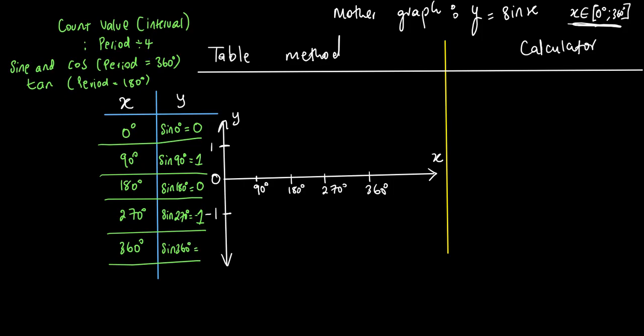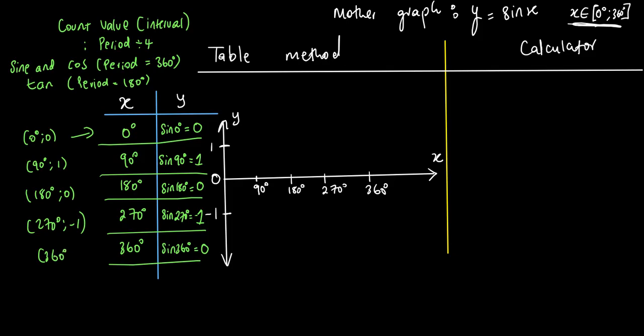So now we are in a position to sketch our graph. These are our coordinates: 0 degrees and 0, 90 degrees and 1, 180 degrees and 0, 270 degrees and -1, 360 degrees and 0. And as you can see that the x values have degrees, the y values don't have degrees. So let's start with 0 and 0.